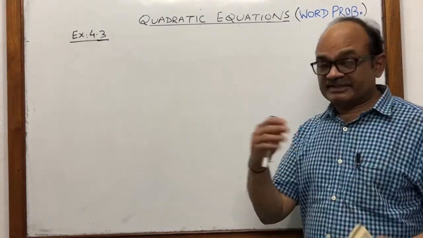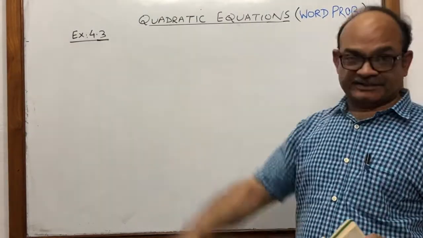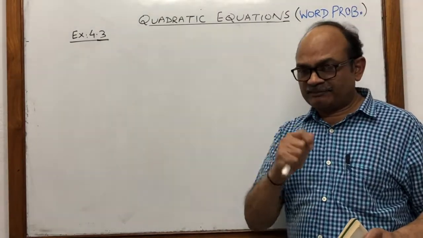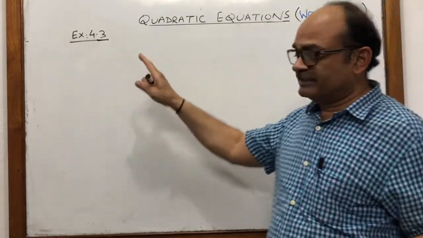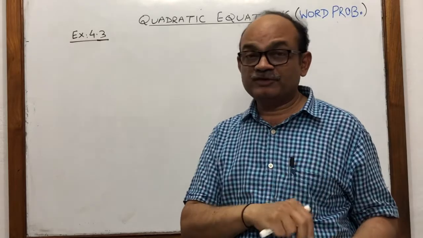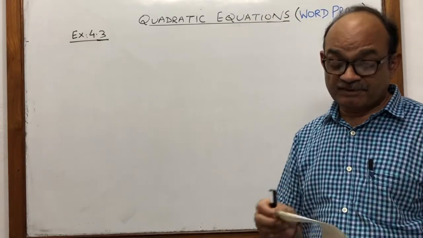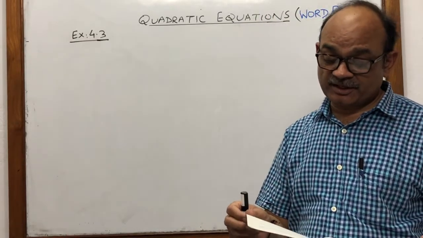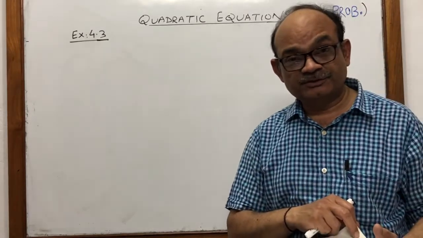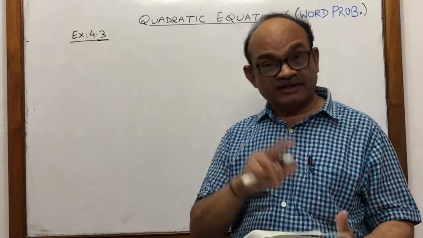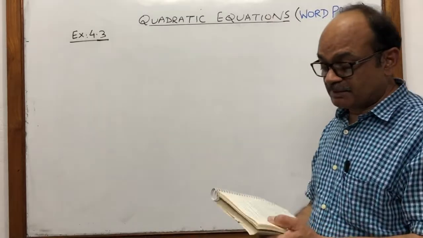Now we'll take some more problems from 4.3. Remember one more important thing. In the new syllabus of CBSE, 4.3 sum number 1, using the perfect square method, that is the method of completing the square in quadratic equations, is not in the course. So question number 1, cut it. Now sum number 4.